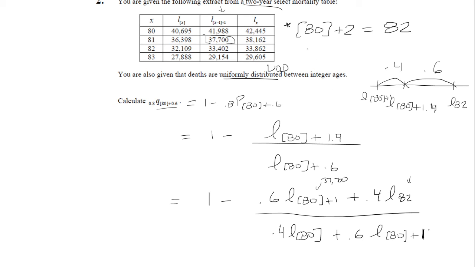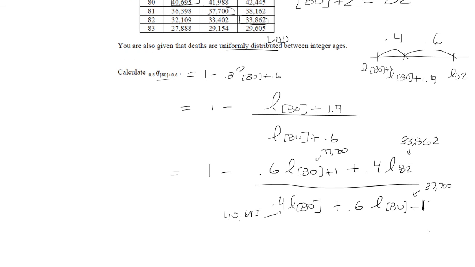And L82, we could just find over here in this column. It's 33,862. L80, we could just get it from here, 40,695. And then L80 plus 1, well, we would have to get it from the second column. And actually, I already did it. It's 37,700. So once you plug those in, you end up getting 0.07 as your final answer.